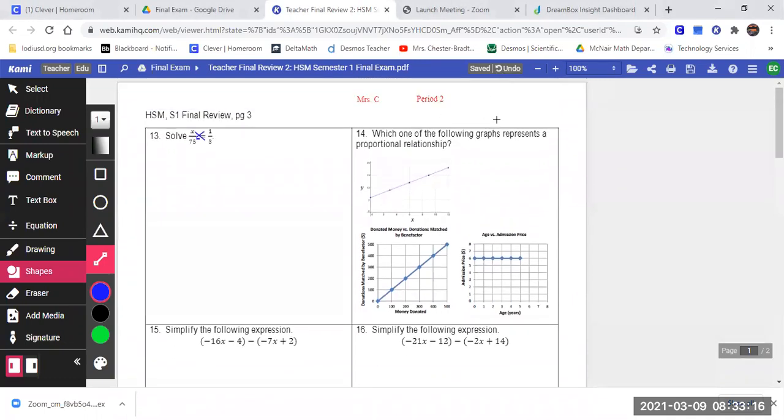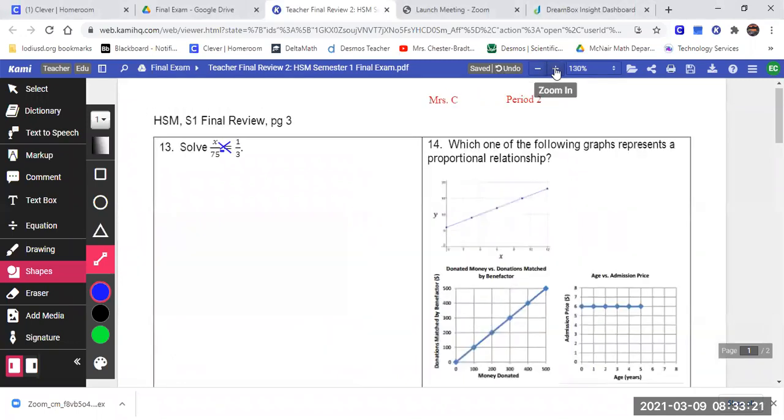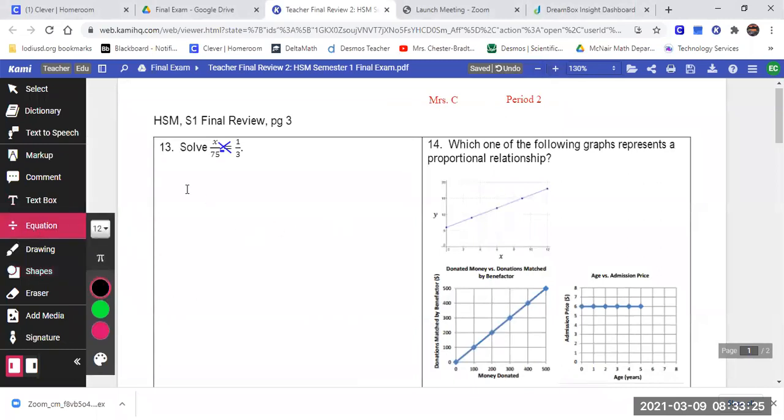Okay, let me get this a little bigger. Print. There we go. That's better. Okay, now we got to go work it out.